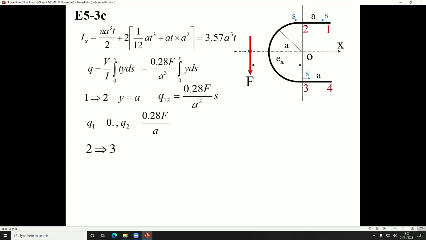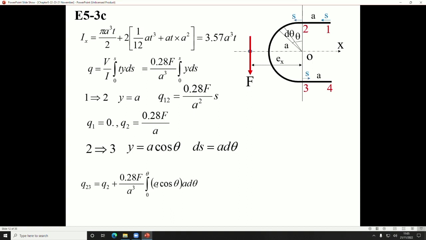Panel 2-3 is a semicircular section, so it's better to convert both y and s to polar coordinates. So I assume the y-axis is 0 theta for this polar coordinate system. Therefore, if I take a tiny element on this semicircular section, y is equal to a cosine of theta, ds is equal to a d theta. I substitute in this equation, and it gives me a sinusoidal distribution.